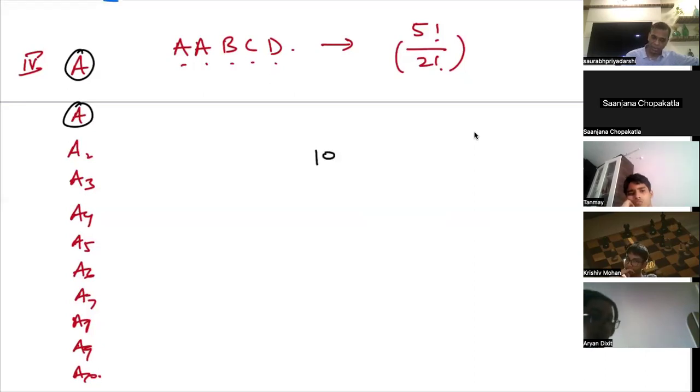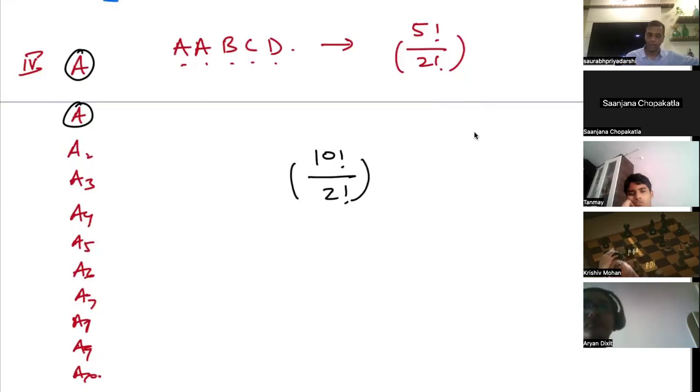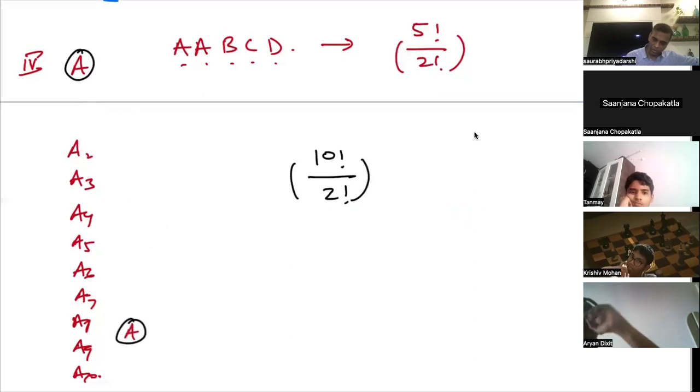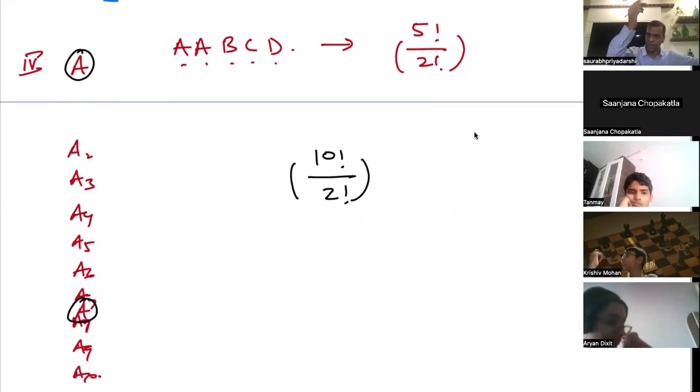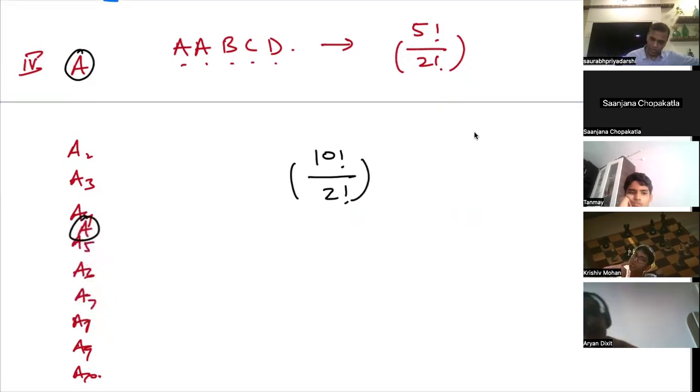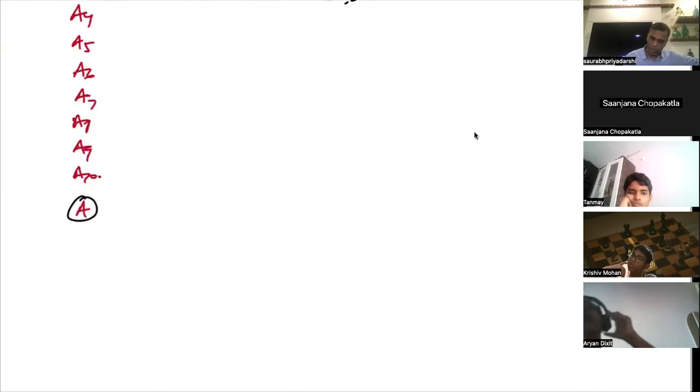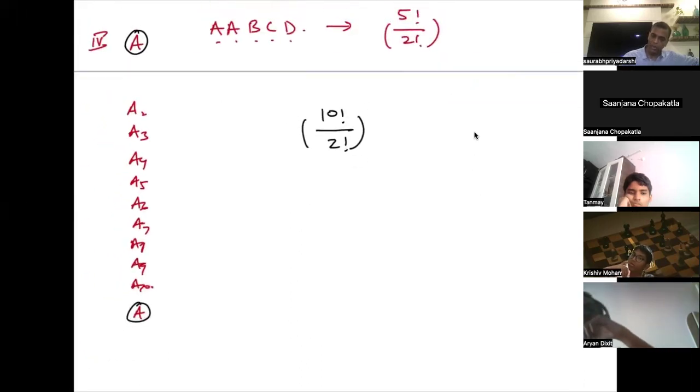This can be arranged in factorial 10 by factorial 2 because the two A's are the same. Now, the two A's are identical, so one A will always be above the other one, right? Suppose the first A is at the top and the second is anywhere in between. It can go anywhere, right? So these two A's, I'll write this as A1 and this as A2, in only one way. So the above one, A1, will always be ahead of A2.